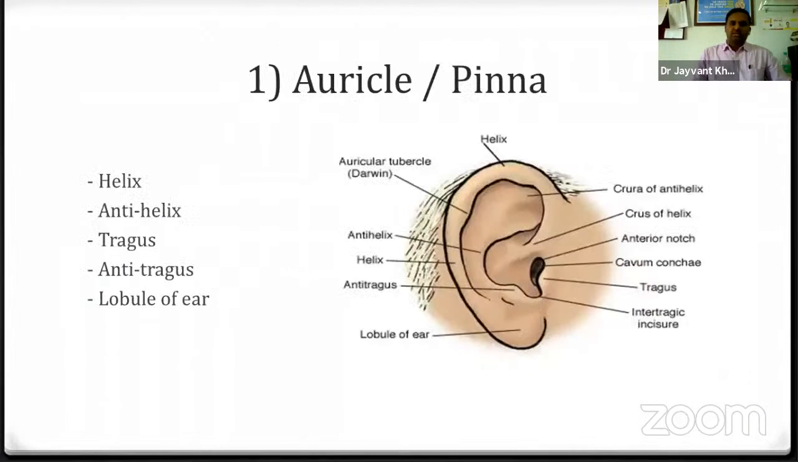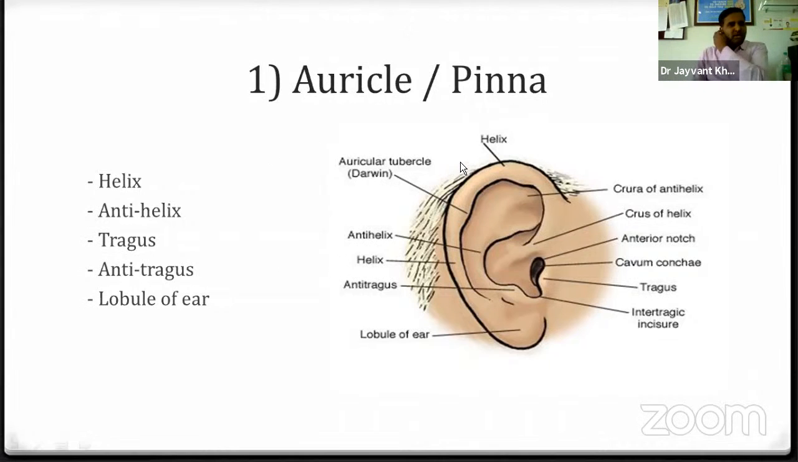Then we will move forward to the separate anatomy of these structures. First, auricle or pinna. You can see in this picture helix, antihelix, tragus, antitragus, lobule. These are the parts of auricle or pinna.